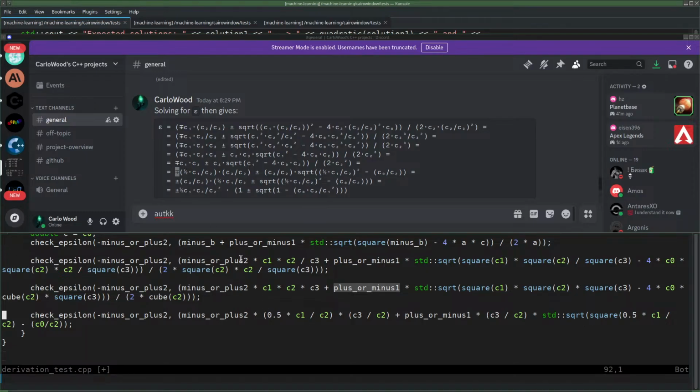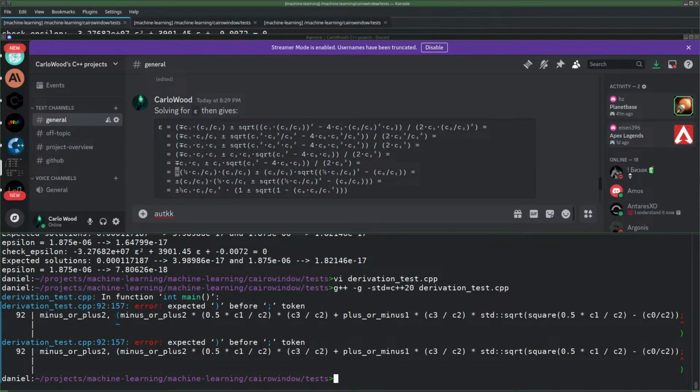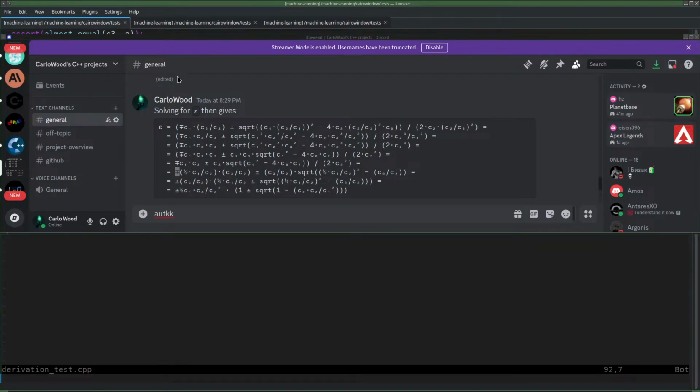Minus or plus times a half times C1 divided by C2 times C3 divided by C2 plus or minus C3 divided by C2 times the square root of the square of a half times C1 divided by C2 minus C0 divided by C2. You test it and double check it, and still it's not correct.